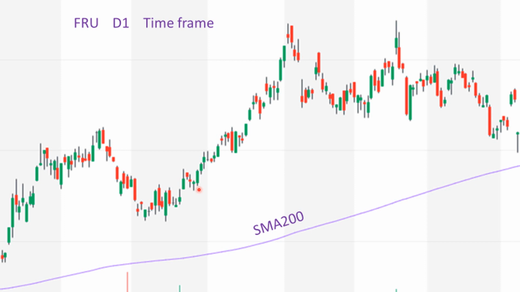Now, in order to enter the trade, you have to find the area of value. So in order to find the area of value, you have to go to one time frame lower. This is D1, so you go to H1 time frame. Each candle represents 1 hour of trading. And you have to look for areas where the trend comes close to the market structure. The closer, the better.